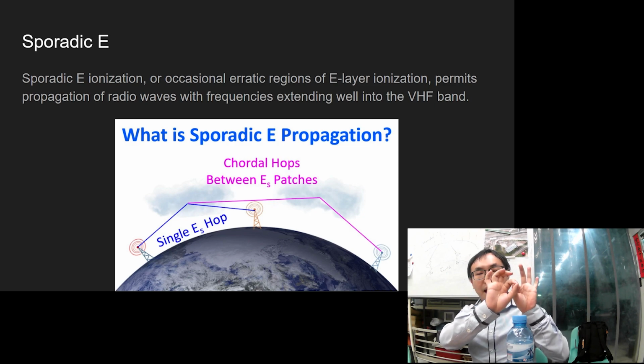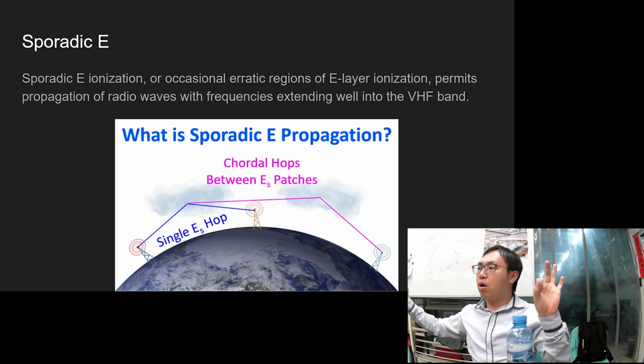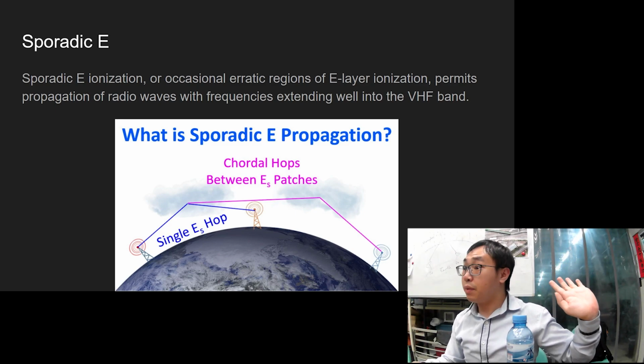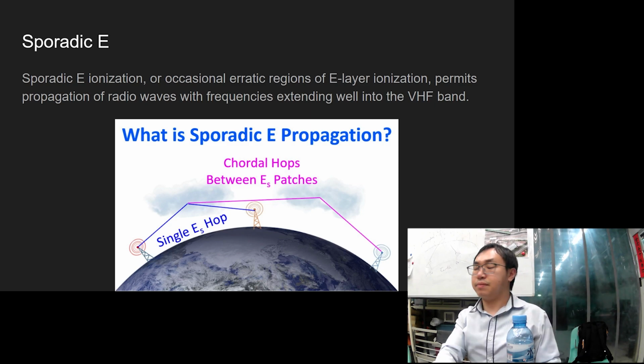You can think of it this way. They give you a medium, like light optics, and let you guide the radio waves through to a very long distance. This is how sporadic E works. Okay? Just like light optics.